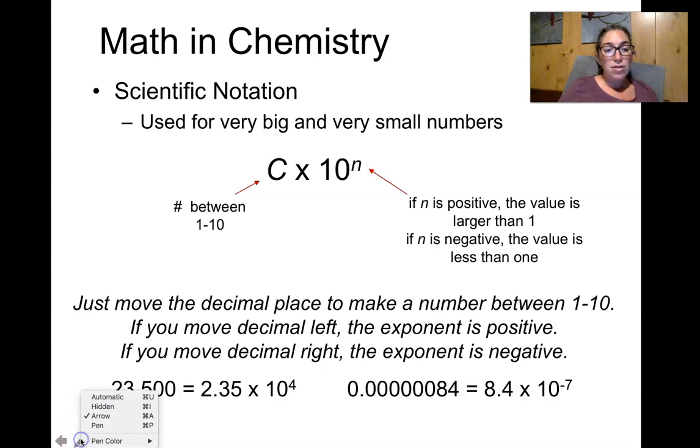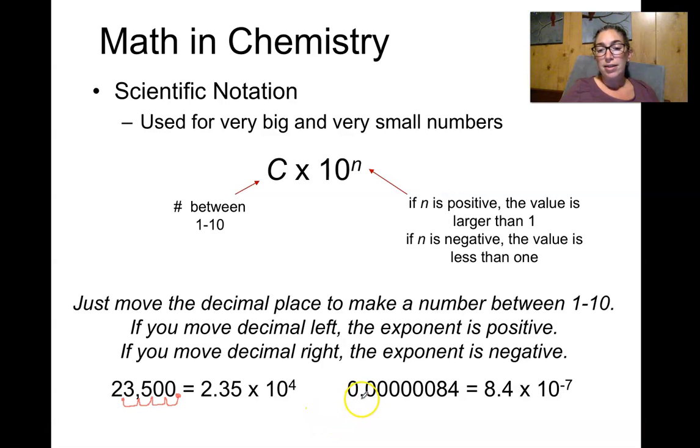So for example, this number here, 23,500, has a decimal point right here that's invisible. And to convert it to scientific notation, we're going to move that to turn this into a number that fits between 1 and 10. And that number would be, if we put the decimal point right here, 2.35, and then we don't need those extra zeros, so it becomes 2.35 times 10 to the fourth, because we moved the decimal place 1, 2, 3, 4 places to the left.